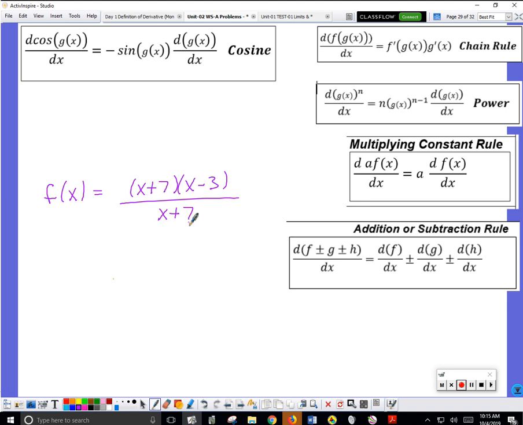Somebody else. What are the factors of the numerator? Hands. Rachel? X plus 7 and then x minus 3. So, factor of the numerator, factor of the numerator. Who knew it? 2 points for Rachel.